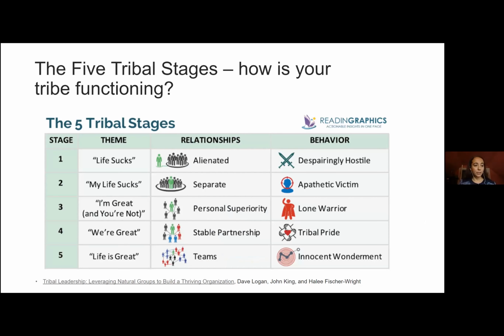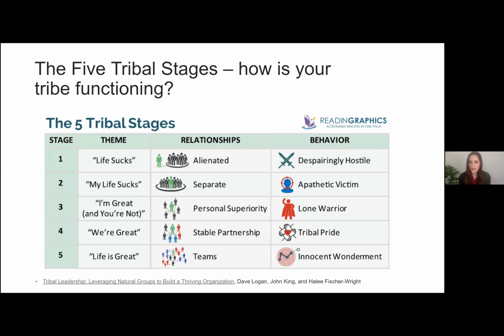So I'm going to pass over to Emily now to go forward with talking about our teams. Yeah, absolutely. Thank you, Dr. Singh. So one framework that we wanted to introduce is the framework of the 5 tribal stages. This comes from a book primarily focused on the corporate world. It's called Tribal Leadership, Leveraging Natural Groups to Build a Thriving Organization. But we actually thought that this framework really applies to a lot of the teams that we work with every day within OB-GYN.